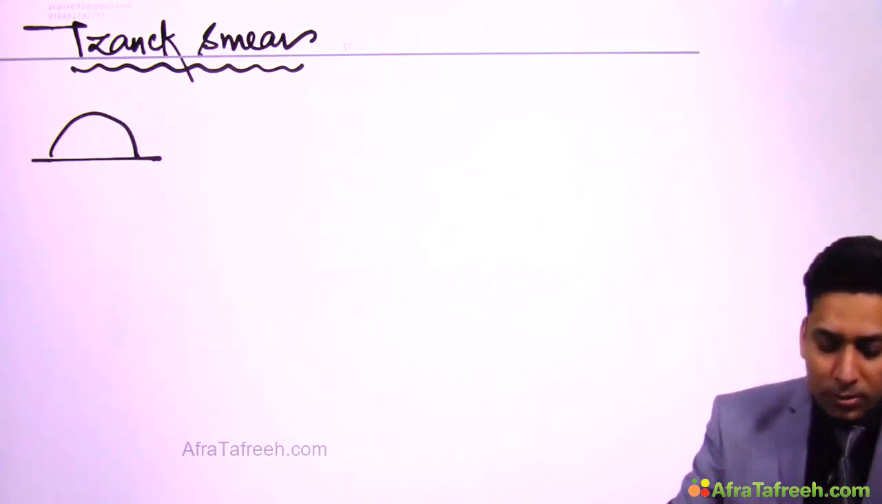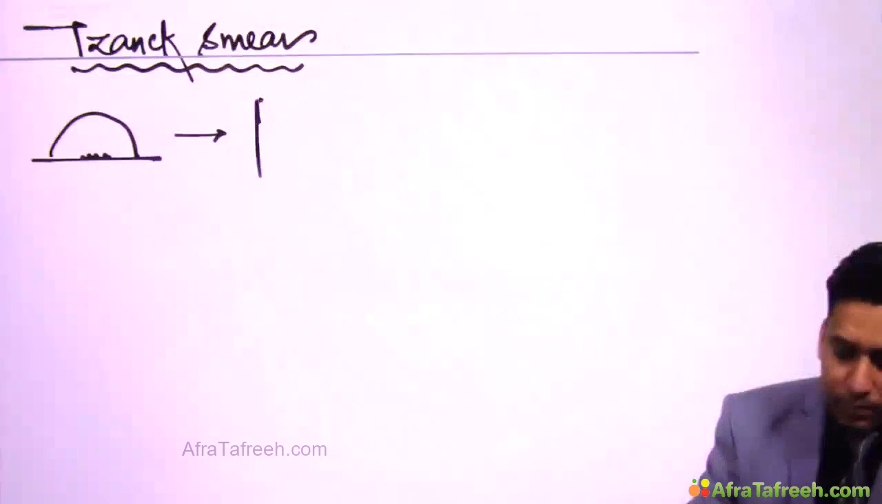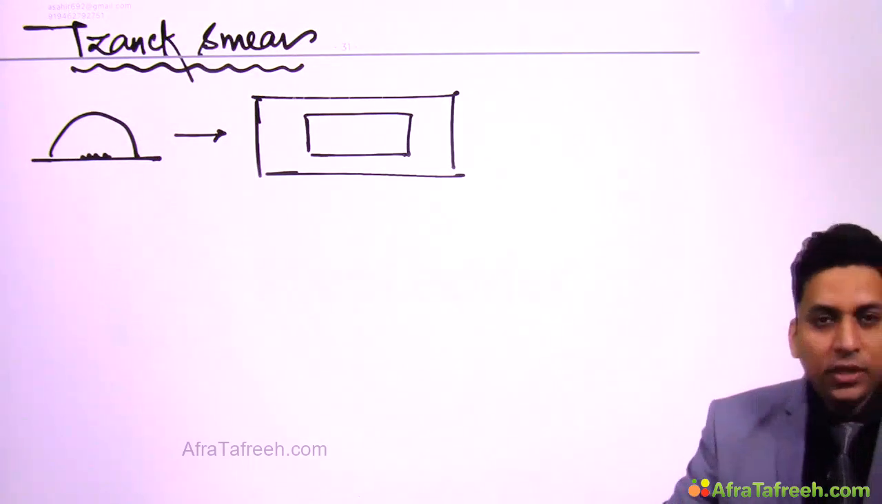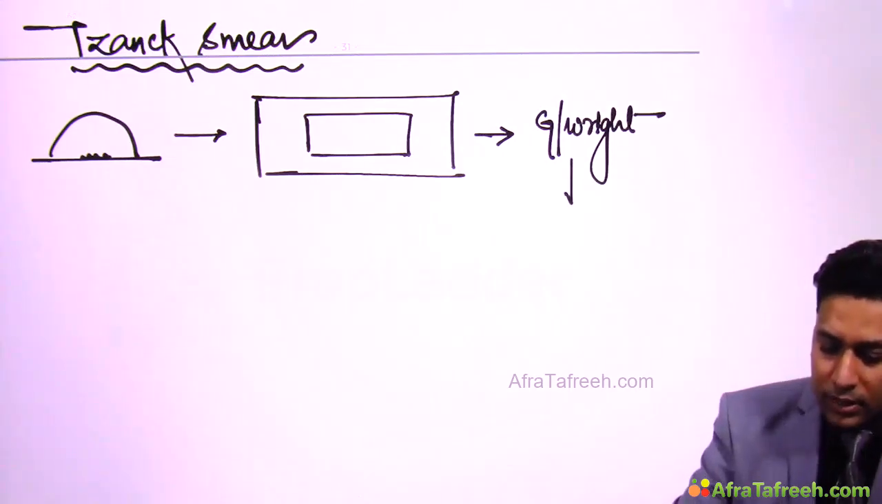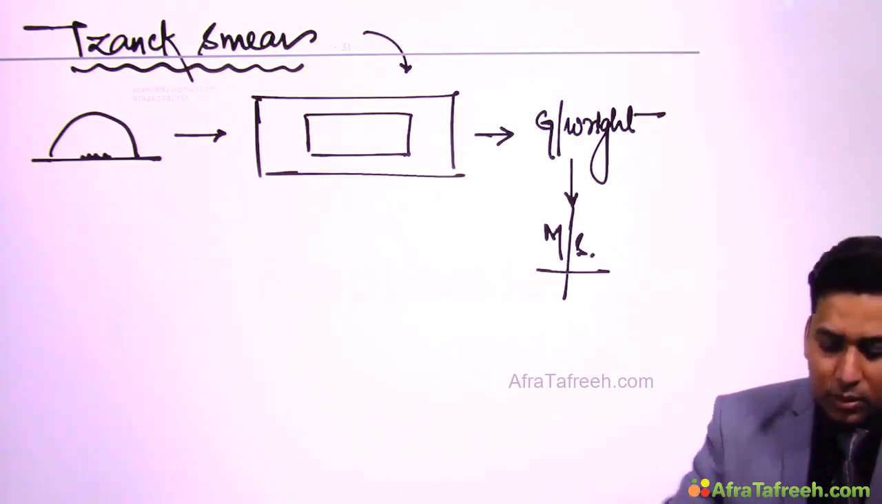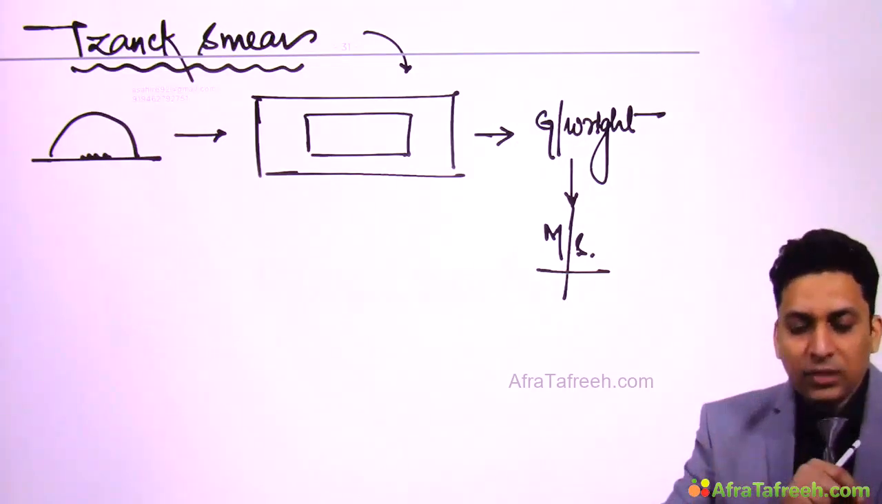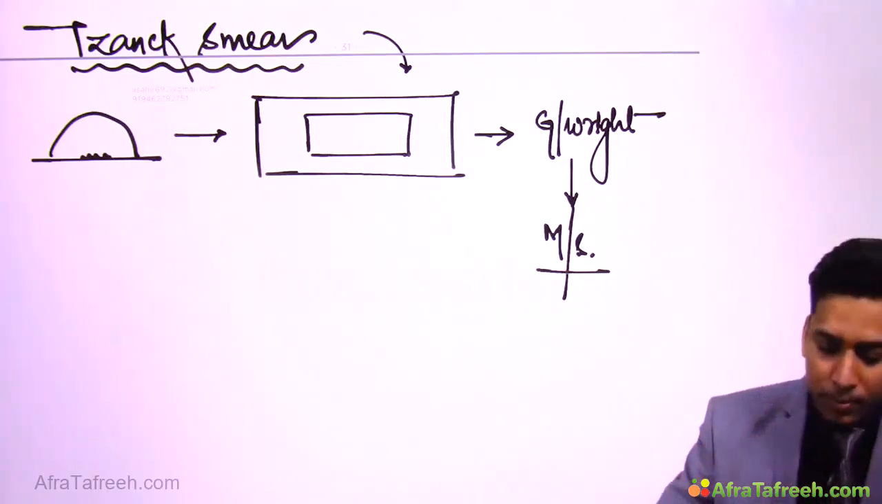You can simply rupture this blister and take the scraping from the base. With this scraping, you can prepare a slide, a smear, and stain it with Giemsa or Wright staining, and then see it under the microscope. This simple method is known as Tzanck smear. So what you are doing is rupturing the blister, taking the scraping from the base, preparing the smear, staining it with Giemsa or Wright staining, and then examining it under the microscope.